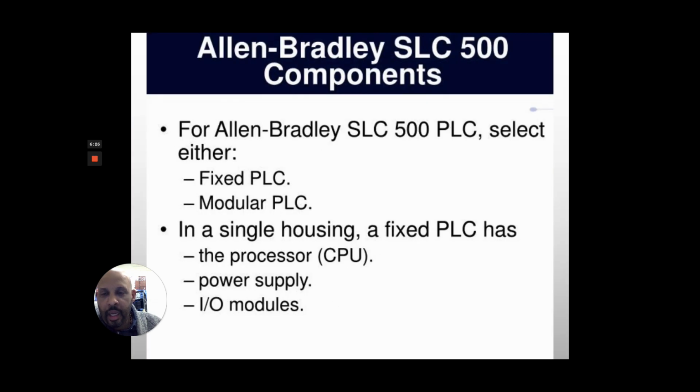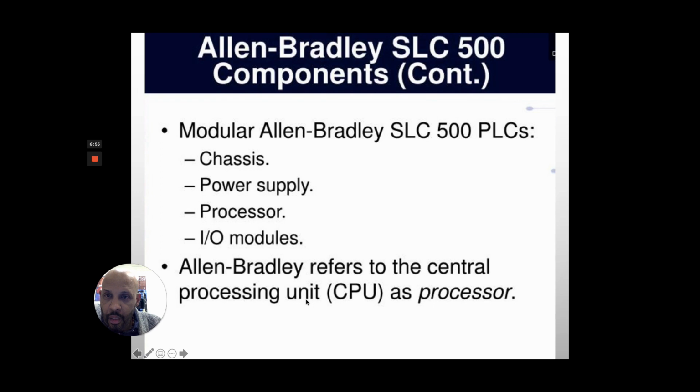As I mentioned before, we have two types of PLCs: fixed PLCs and modular PLCs. With fixed PLCs, everything is in one package. With modular, you have the processor and the modules, and you can remove them from the back rail. Then this is a fixed PLC, where everything is in there, like I said. In a modular one, you have the chassis, a power supply, a processor, and modules.